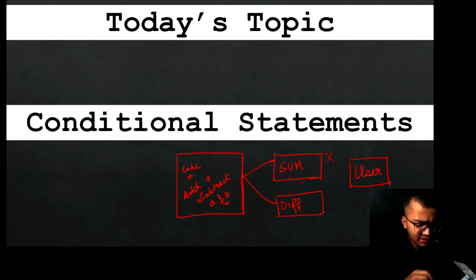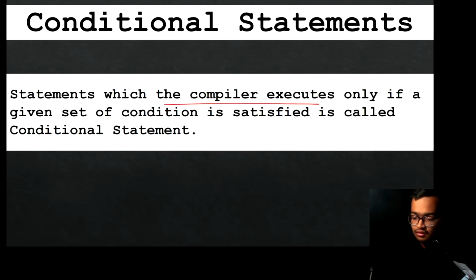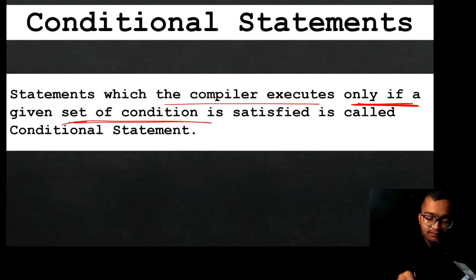So let's come to the technical definition of conditional statements now. See here, let's read. The statements which the compiler executes only if a given set of conditions is satisfied are called conditional statements. Let's repeat: the statements which the compiler executes only if a given set of conditions is satisfied.